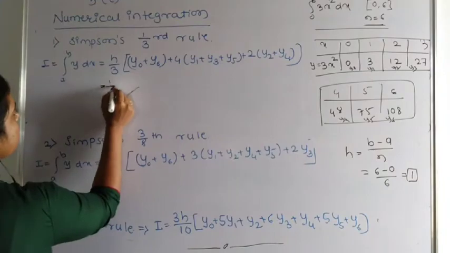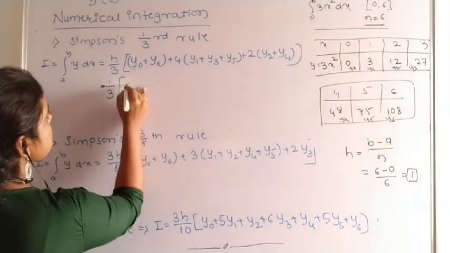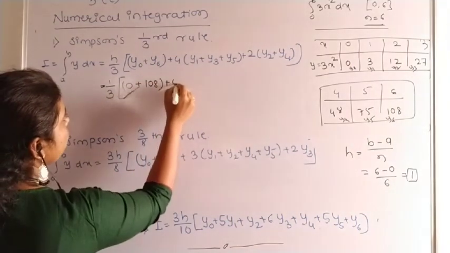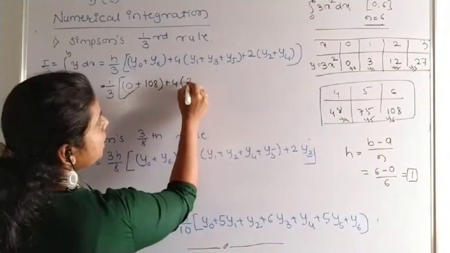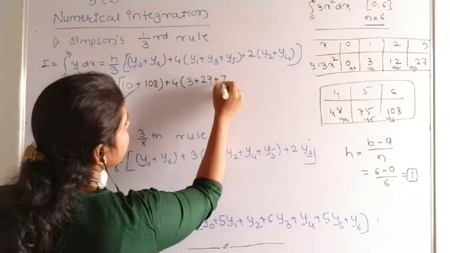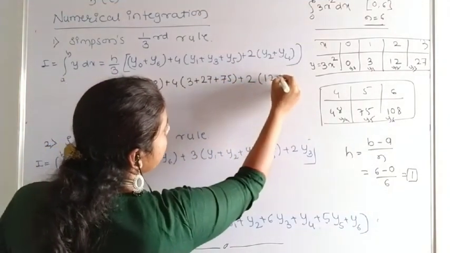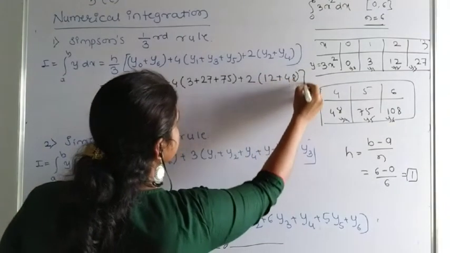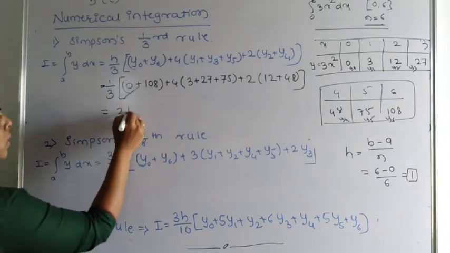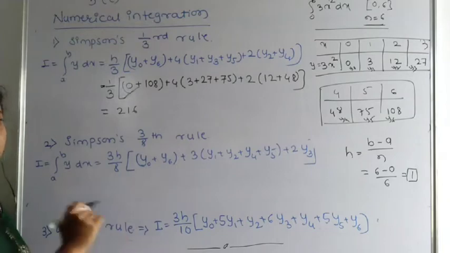Now h is 1 divided by 3. Substitute the y0 value: y0 is 0, y6 is 108, plus 4 times y1 which is 3, y3 which is 27, y5 which is 75, plus 2 times y2 which is 12, y4 which is 48. After simplifying, you will get 216. The same value you will get for all the three rules.